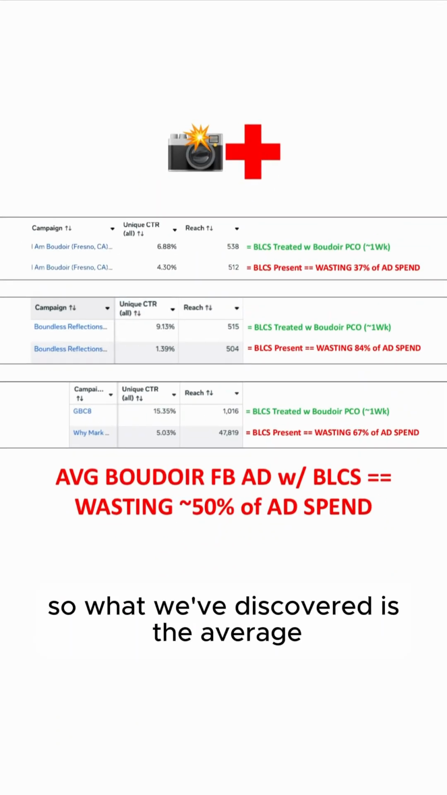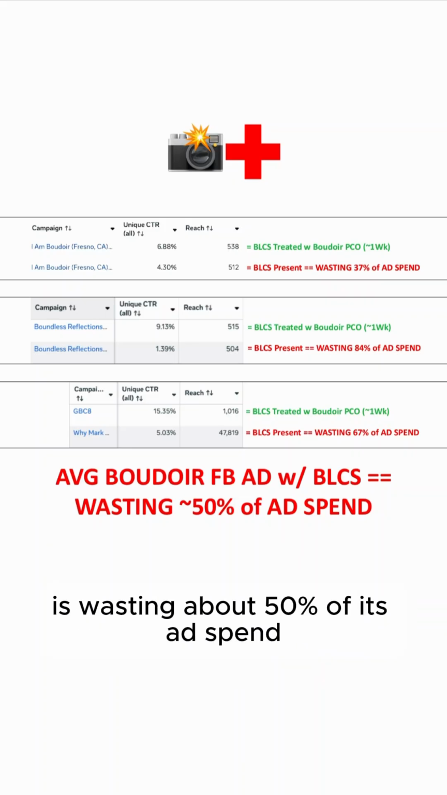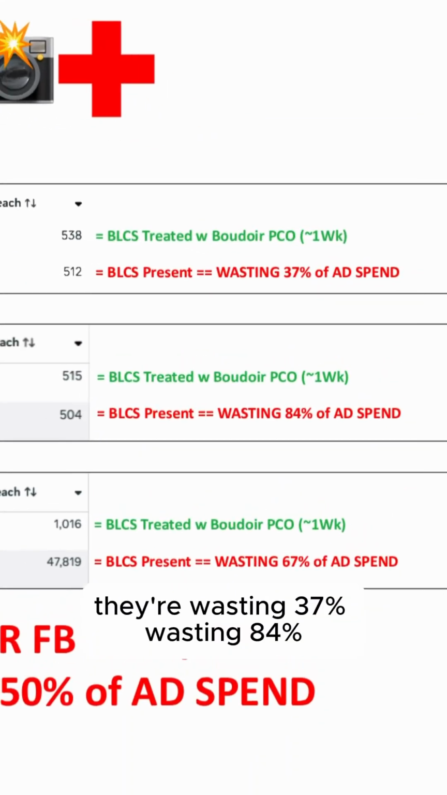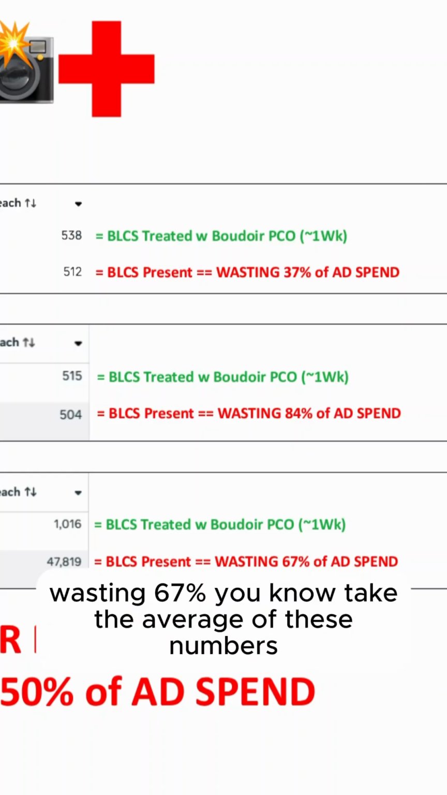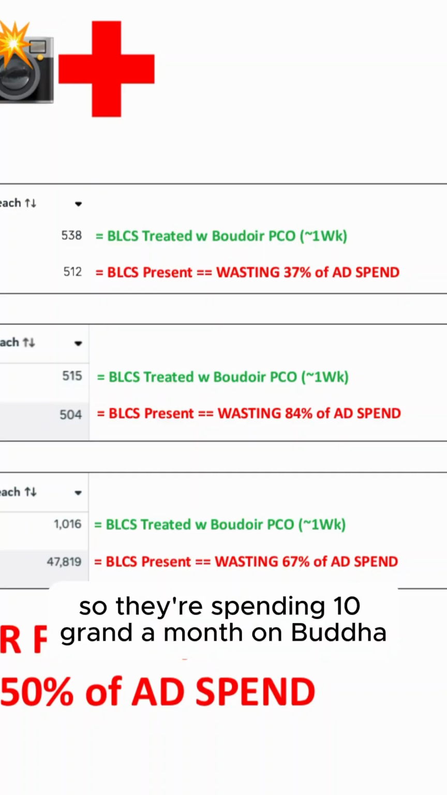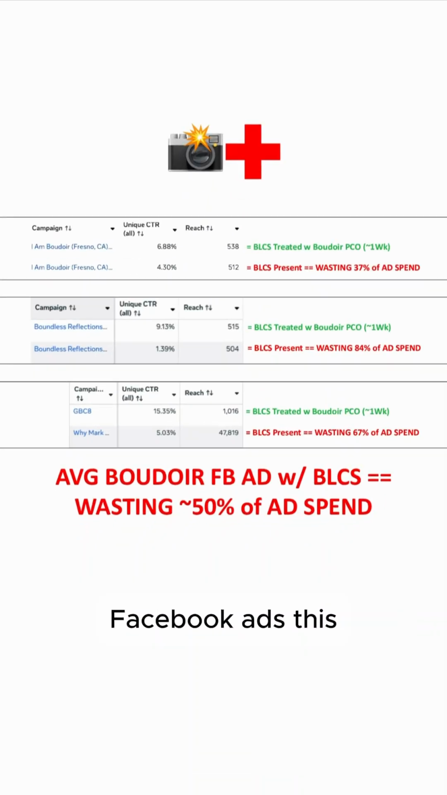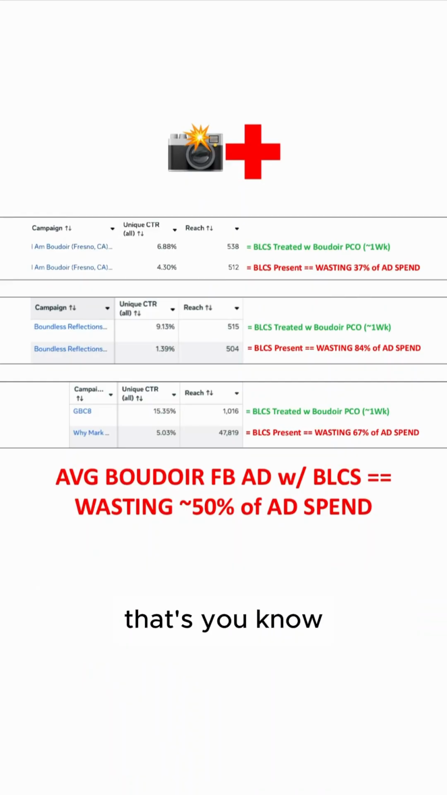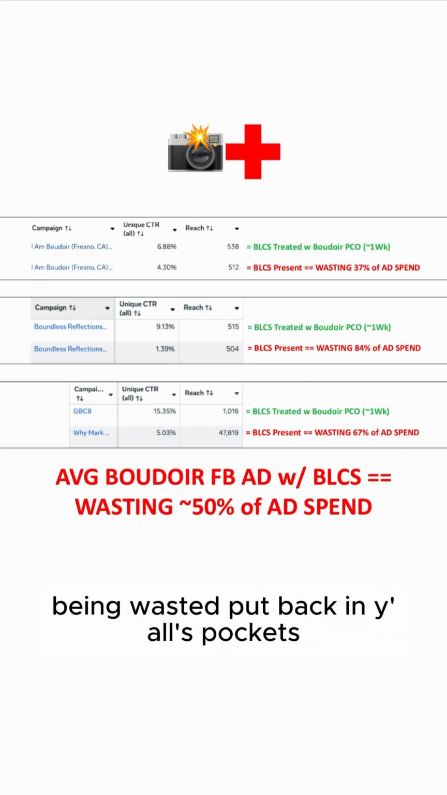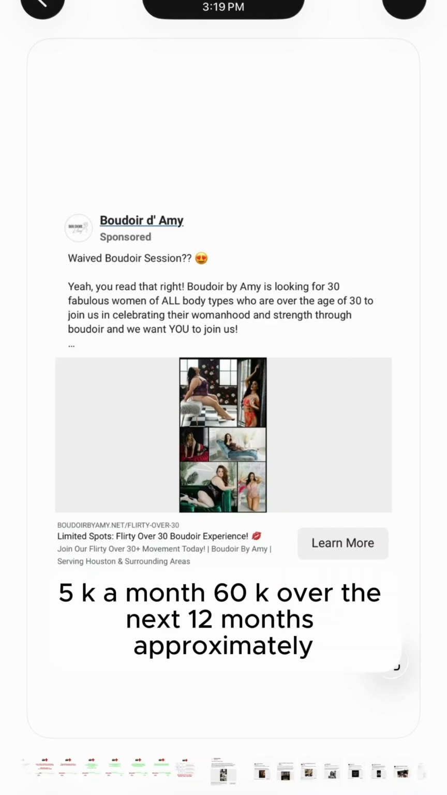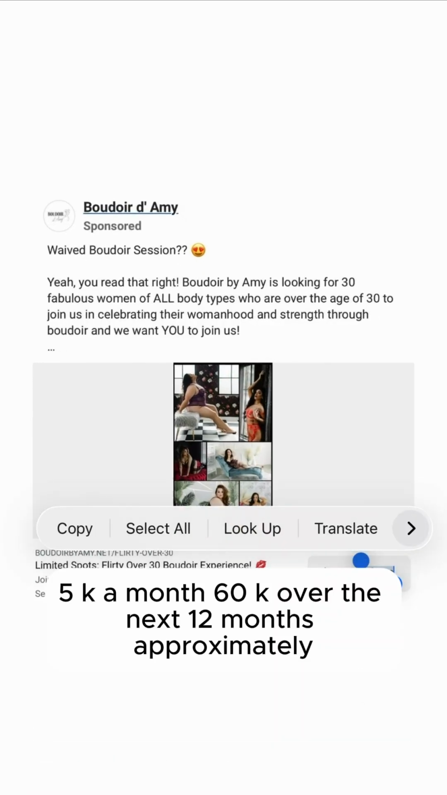So what we've discovered is the average boudoir Facebook ad with BLCS is wasting about 50% of its ad spend. I mean, look at the numbers here. 30, wasting 37%, wasting 84%, wasting 67%. Take the average of these numbers, probably somewhere between 50 to 60%. So if they're spending 10 grand a month on boudoir Facebook ads, this means approximately 5K every single month is being wasted. That's 60K over the next year. That's approximately the amount we can eliminate, put back in y'all's pockets, so y'all don't even have to spend it. Y'all can keep it. Put it back in the boudoir photographer's pocket. 5K a month, 60K over the next 12 months approximately.